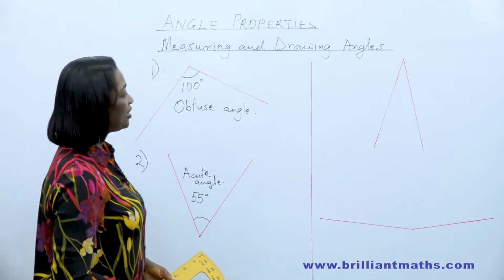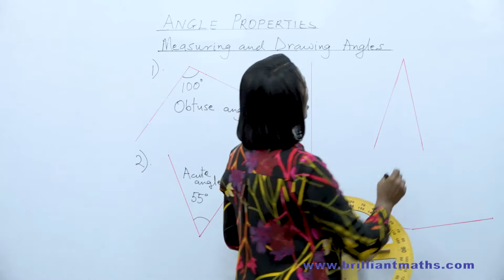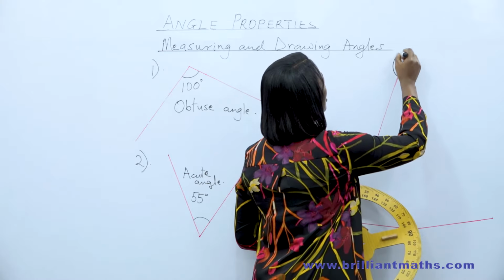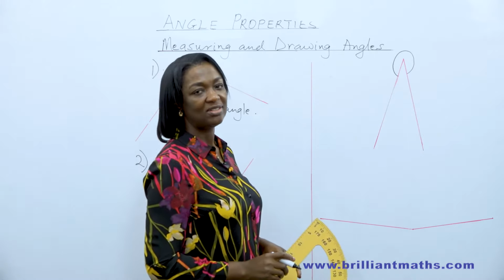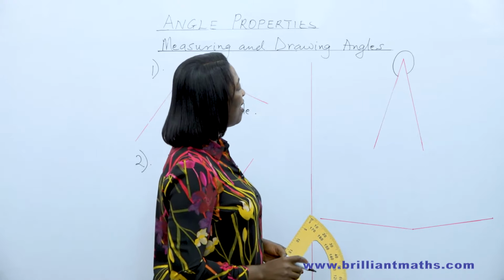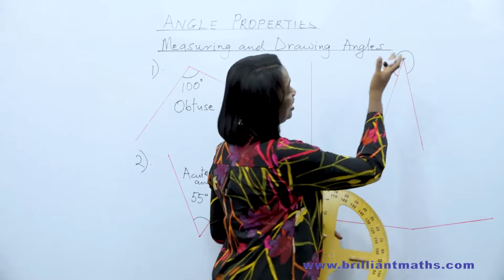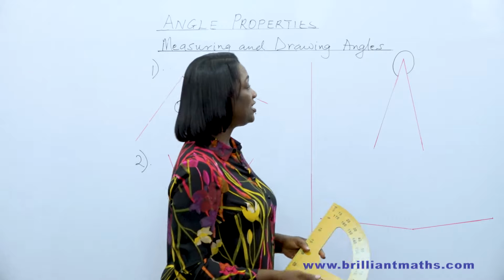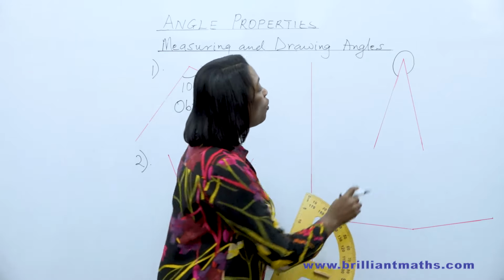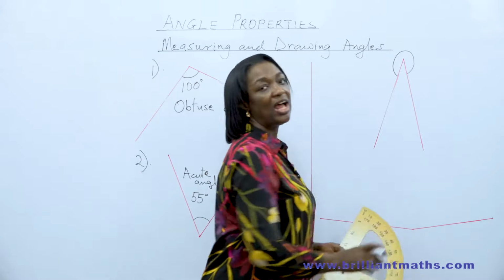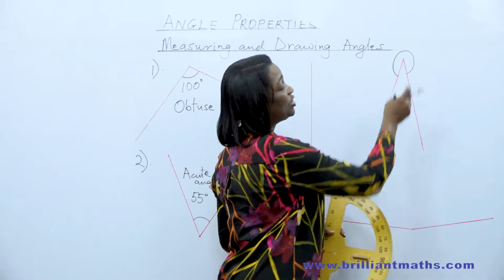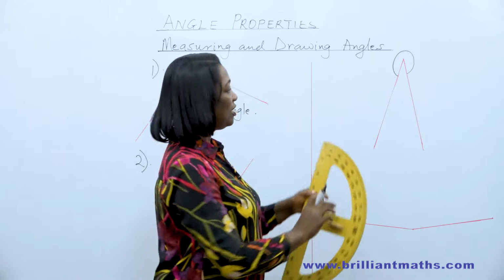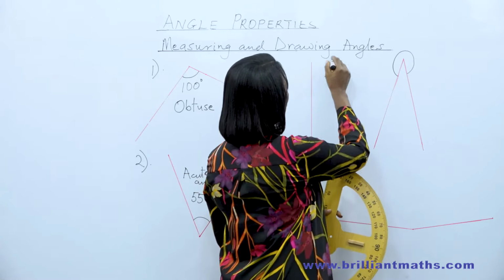For the third one, I want to measure the back angle. And how do I do that? That angle is greater than 180 degrees. So we'll measure the inner angle and then subtract from 360, because that angle is reflex. All right, so that's the third angle.